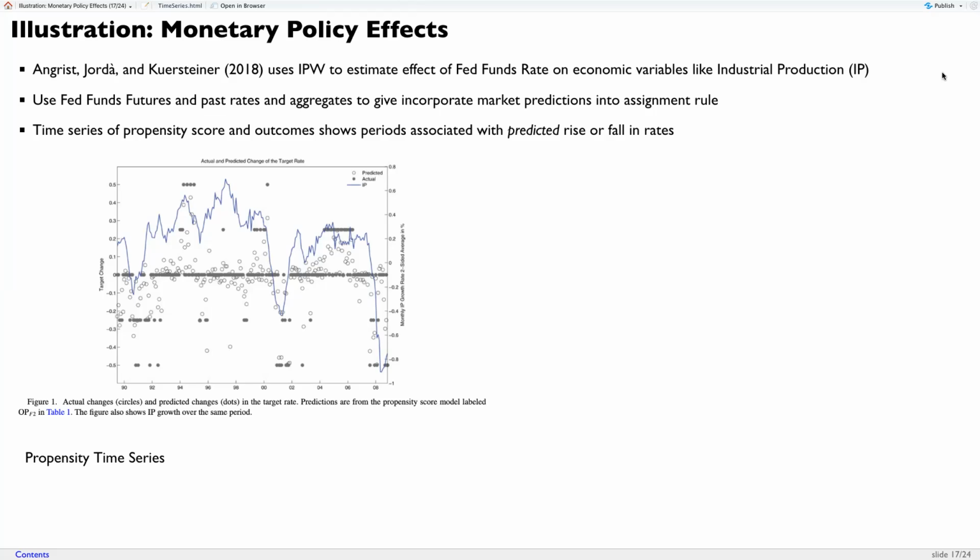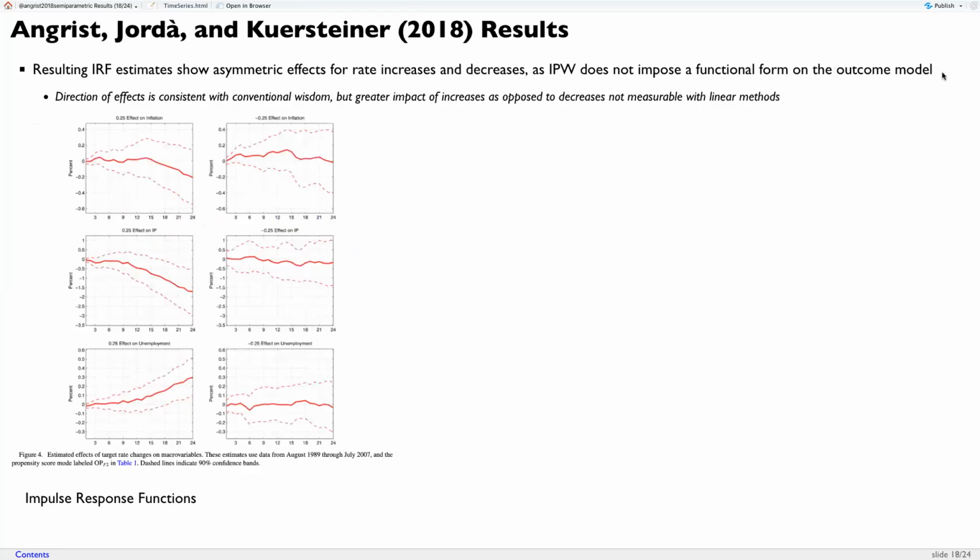And we see, for example, that in some periods there are higher probabilities of rate hikes. In some periods there are higher probabilities of rate cuts. But these vary relative to the actual outcomes. And so these are their results for the IRFs.